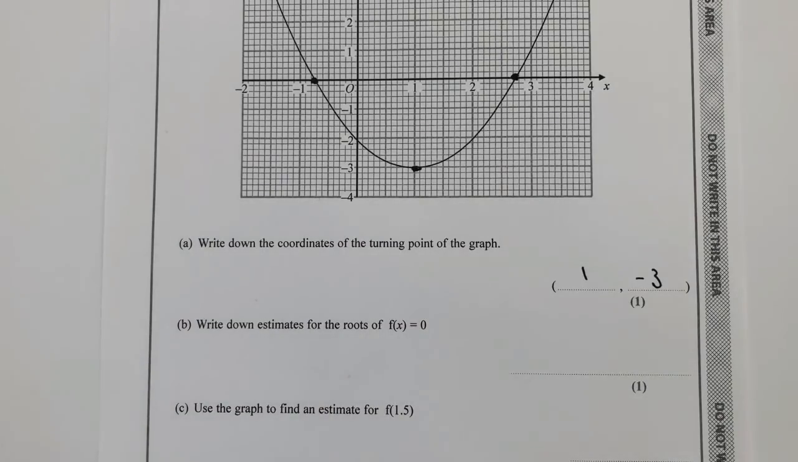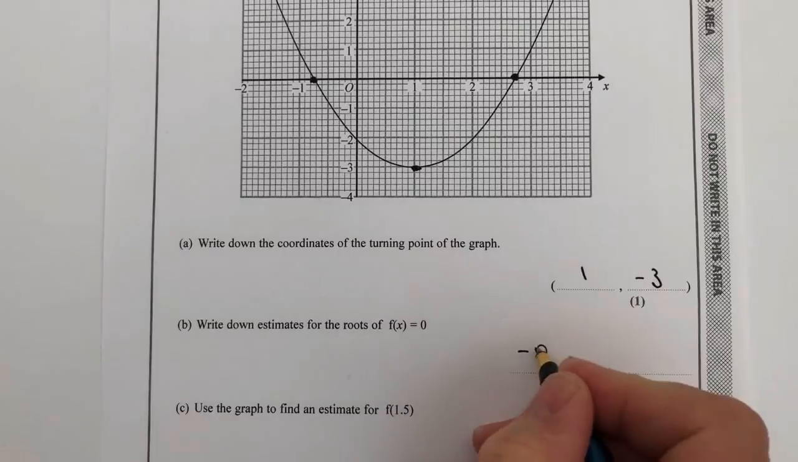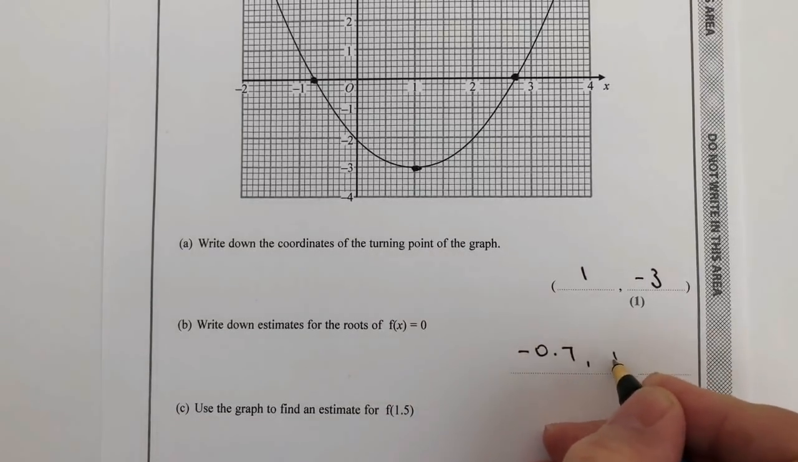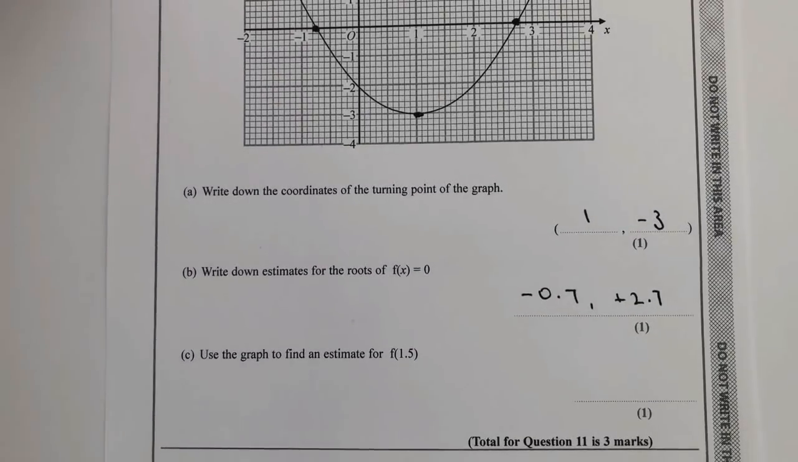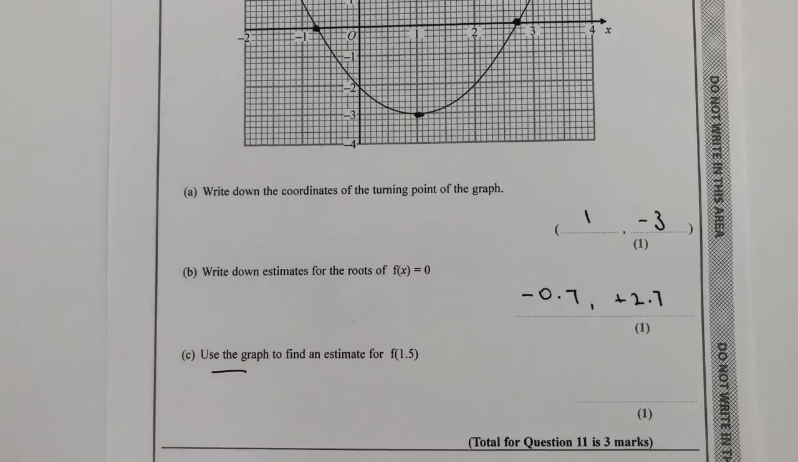You might be slightly different in your reading. They will give you a little bit of leeway on that, but I'd say minus 0.7 and then positive 2.7. Okay, and then the final part of this says use the graph to find an estimate for when the function is equal to 1.5.